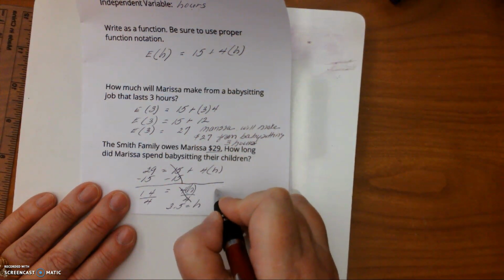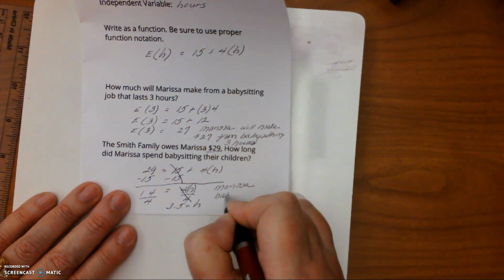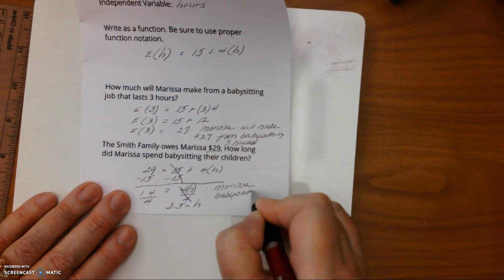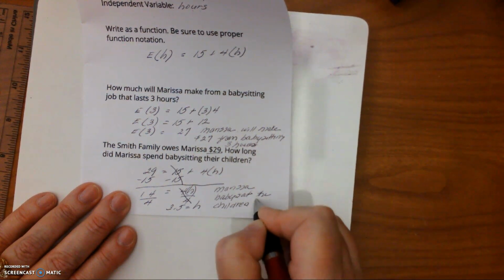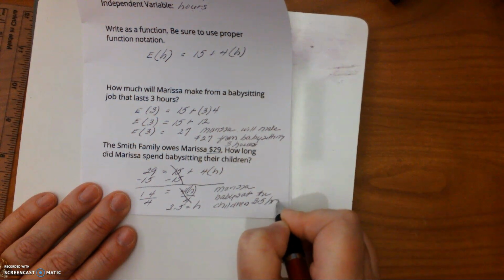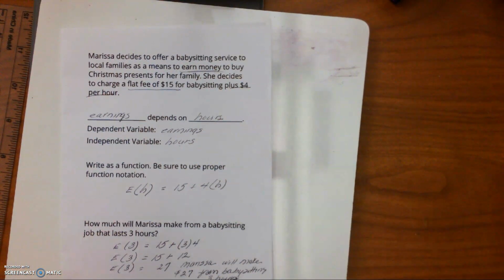All right? So this means that Marissa babysat the children 3.5 hours. Okay? Now again, you can pause and review.